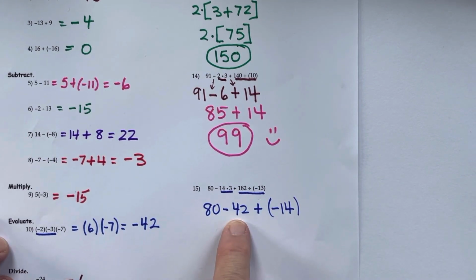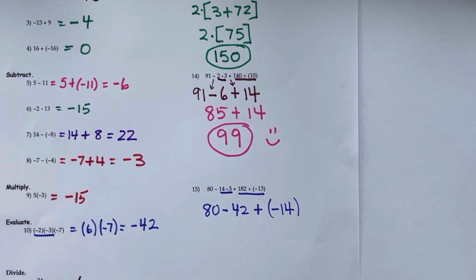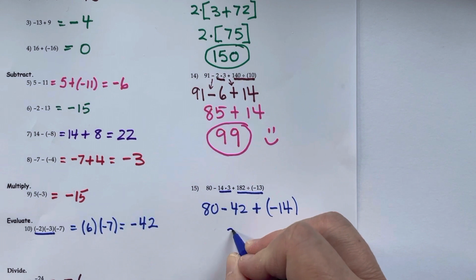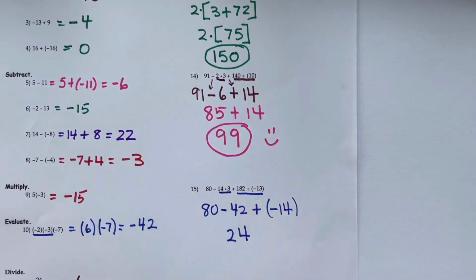So now I have 80 minus this minus this. 80 minus 42 minus 14. And I'm using my calculator just to speed me up here, and I'm getting a 24, okay?